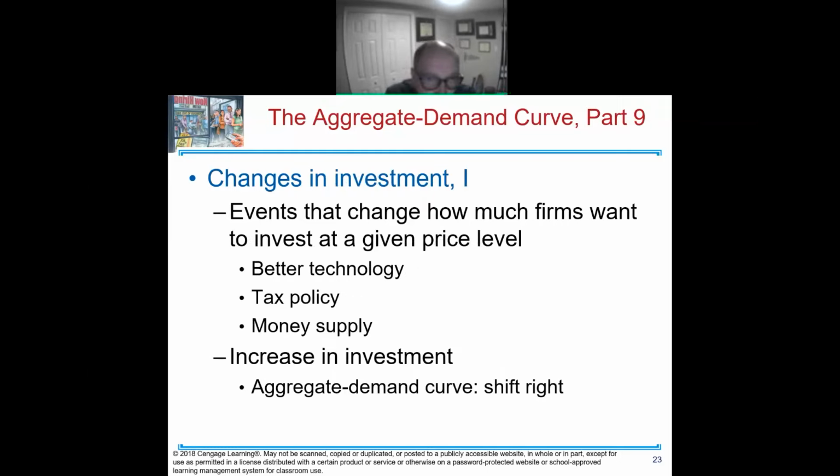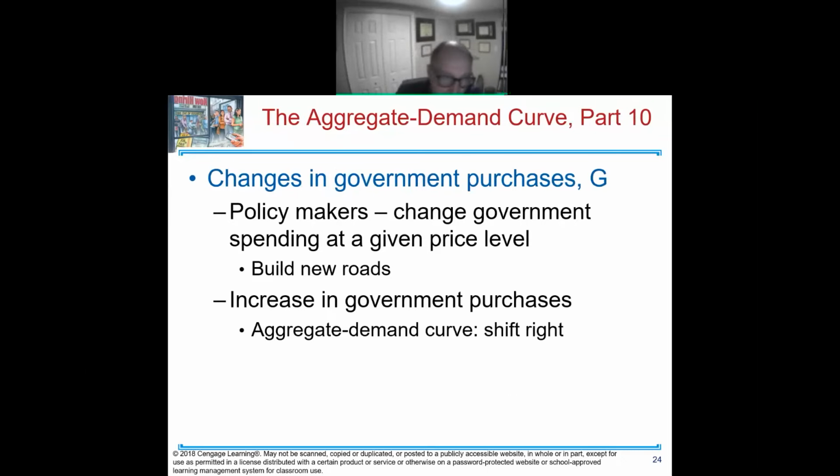Changes in investment. You'll invest more when there's better technology, better tax policy, better money supply. When there's more investing happening, the demand curve will shift to the right. If the opposite happens, meaning the price goes up, technology is a little worse, policy is a little worse, money supply is a little worse, the demand shift will be to the left. Remember, the opposite is always true.